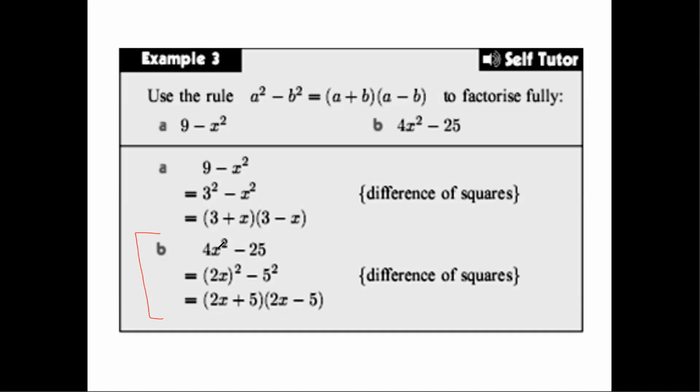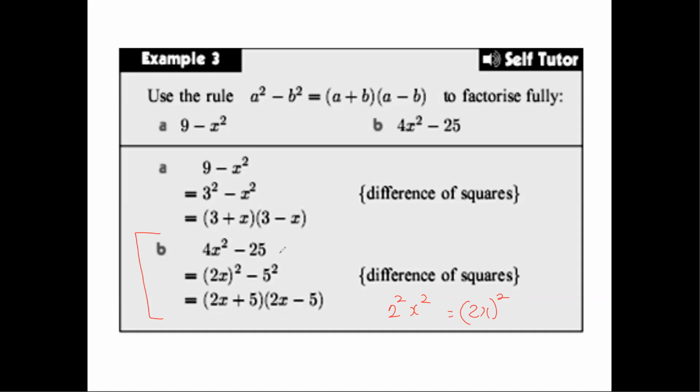However, you can write 4 as 2 squared, isn't that so? You can write 4 as 2, and if you square 2, you will get that 4. See that? So instead of writing 4x squared, you write 2 squared x squared. This can be written as 2x all squared.